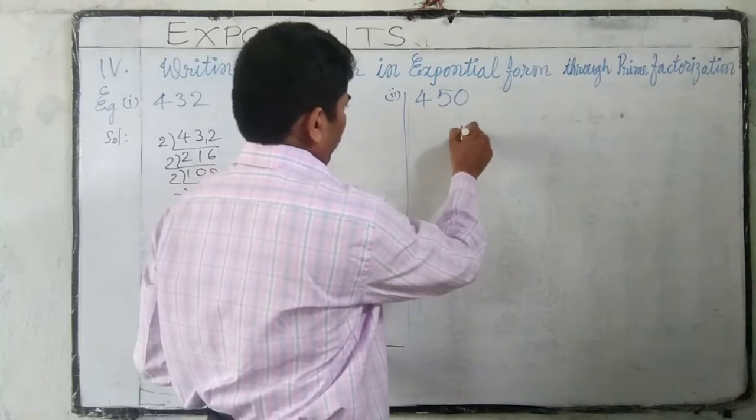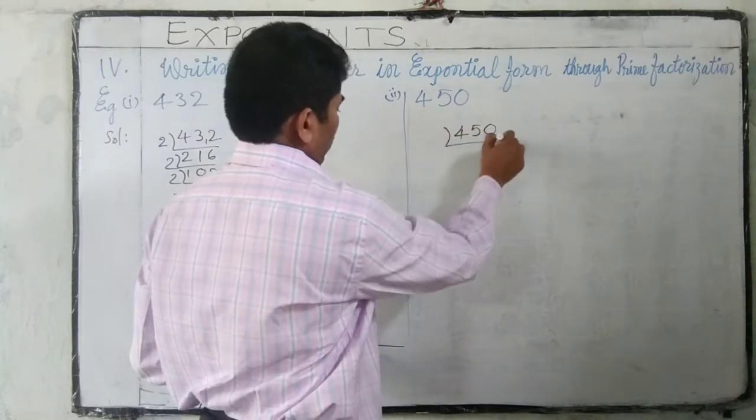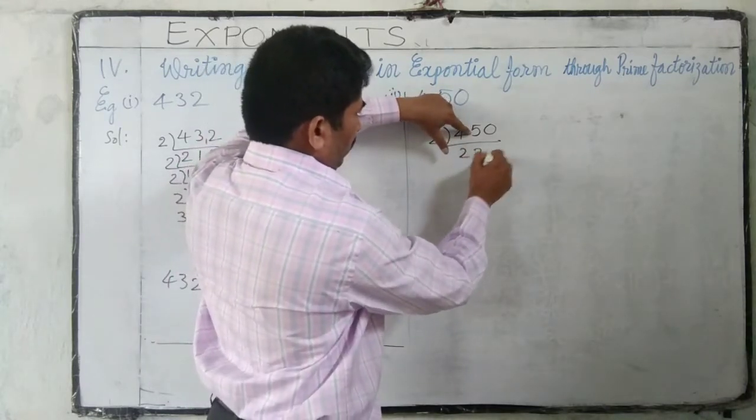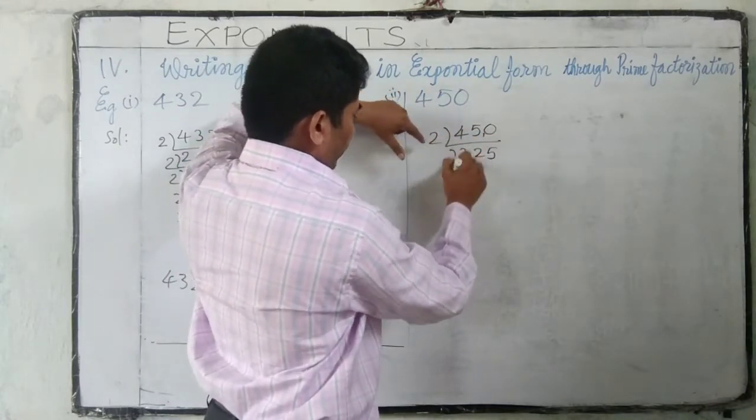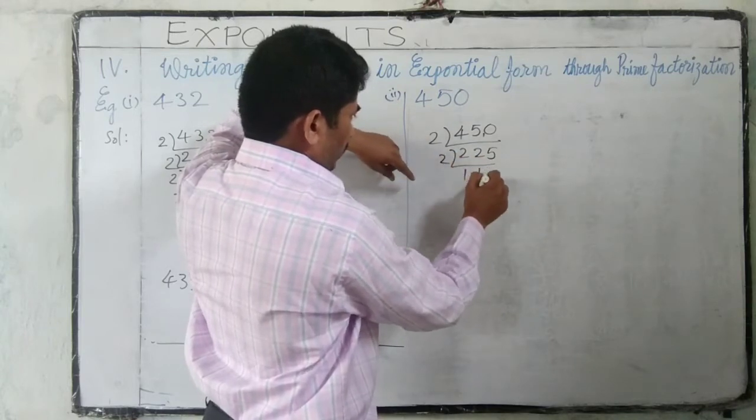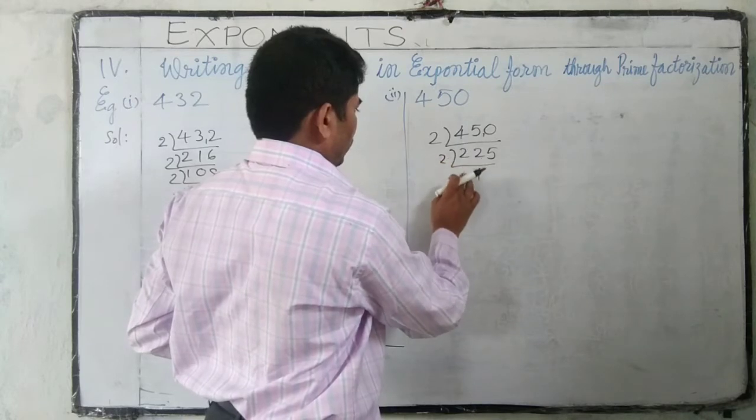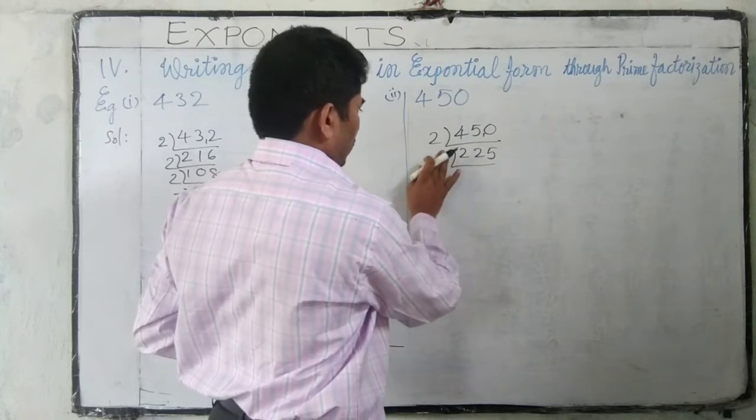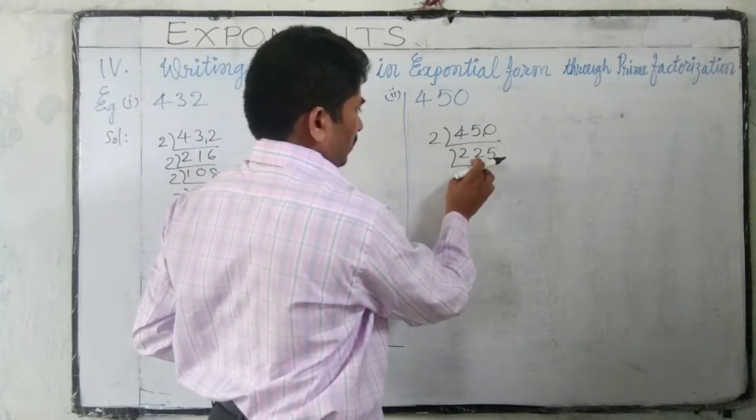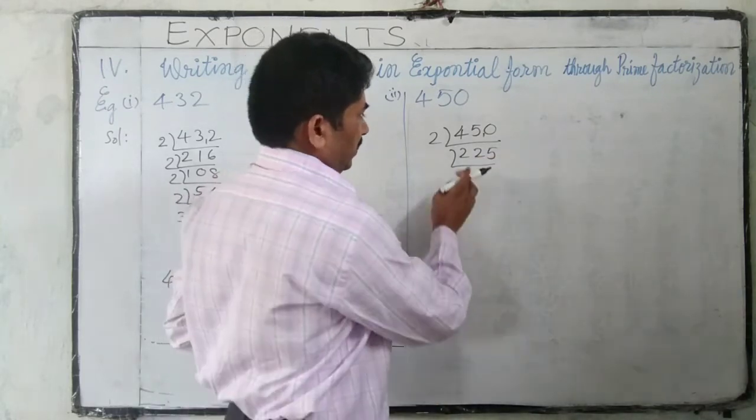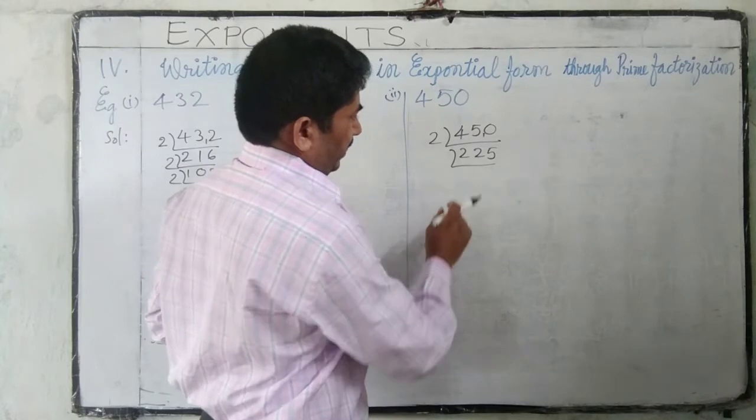450. 2 table: 2 twos are 4, 2 fives are 10. Sorry, not divisible by 2. Here 2 plus 2, this is an odd number, that's why this is not divisible by 2. That's why we have to try the next prime.